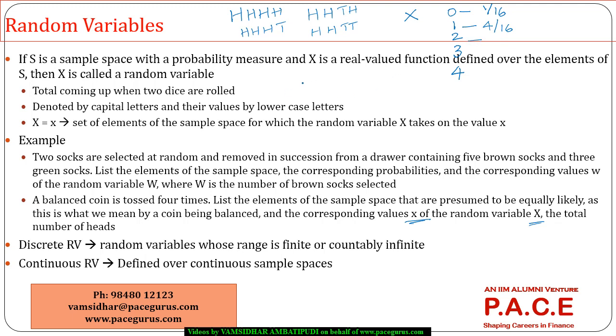2 heads: the first and second, first and third, first and fourth, second and third, second and fourth, third and fourth. There are 6 possible ways in which 2 heads can come, making the probability 6 by 16. 3 heads, right? 1, 2, 3; 1, 2, 4; 1, 3, 4; 2, 3, 4. Only 4 possibilities are there, so making it 4 by 16. All 4 heads, 1 by 16.